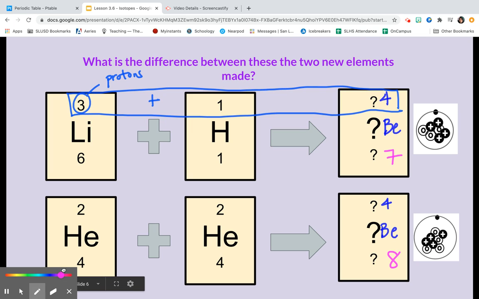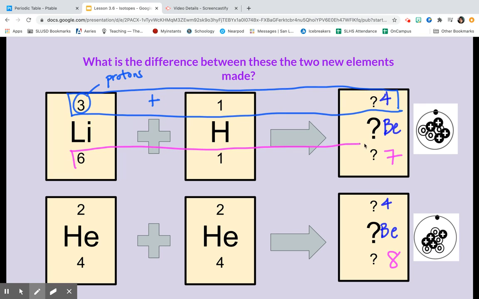To figure out the mass, it's the same step. So here I have 6. This bottom number is our mass. So not just for the 6, but all of these, the 1 and the 7 too. So 6 plus 1 will equal 7. All right, so that's how I figured out the mass.